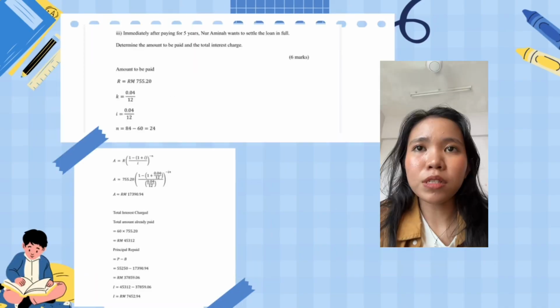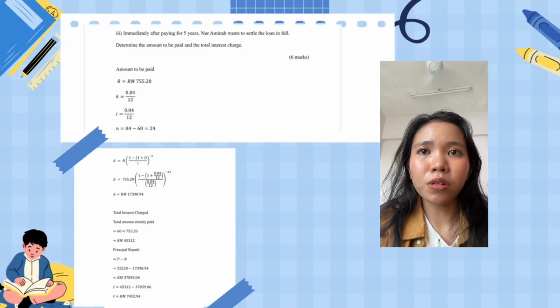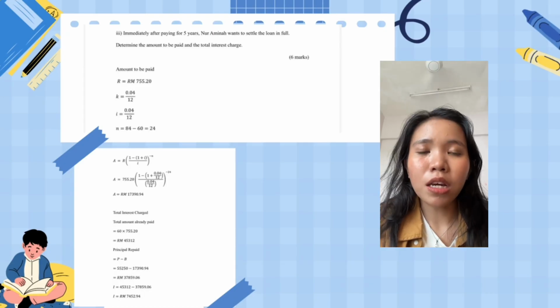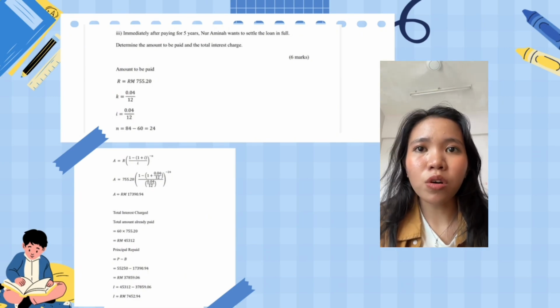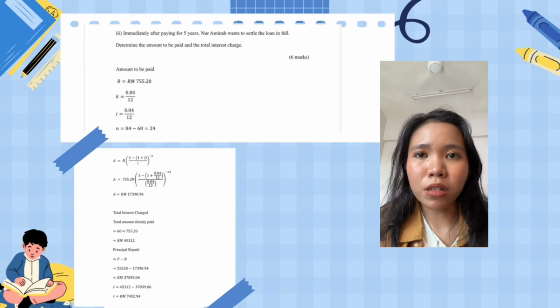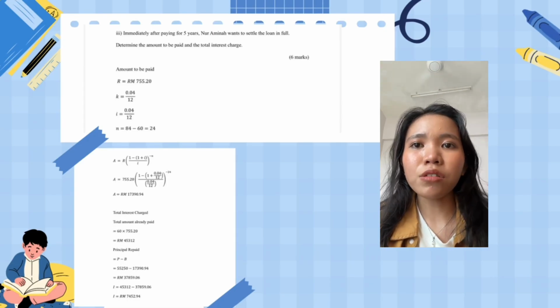For C3, we find the balance of the loan using the annuity formula. Okay, 755 ringgit 20 cents times open bracket 1 minus open bracket 1 plus 0.04 over 12 close bracket power negative 24 and then close the bracket, all divided by 0.04 over 12. So the amount is 17,319 ringgit and 94 cents.